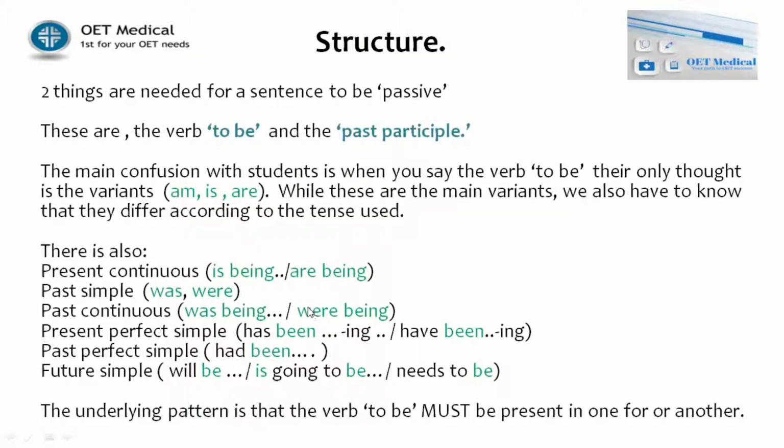Or the people were being attended to by. So we're adapting. We just don't have the past participles here. Present perfect simple, has been. The patient has been taking paracetamol. The patients have been taking paracetamol. So these are just plural single.